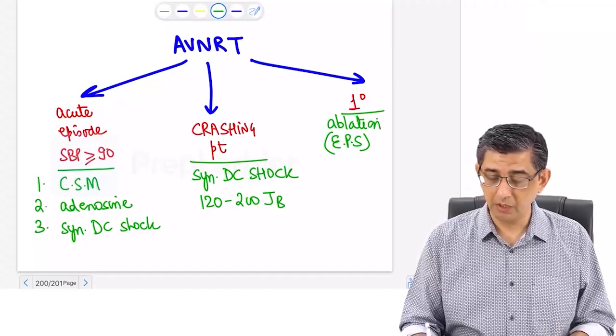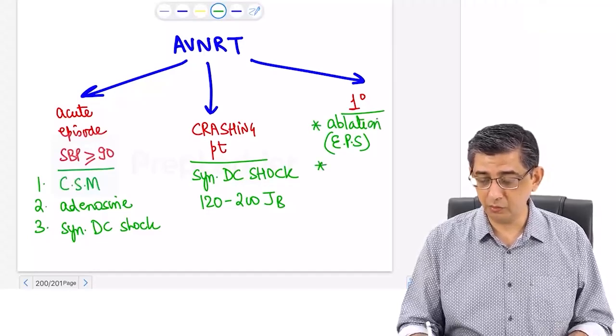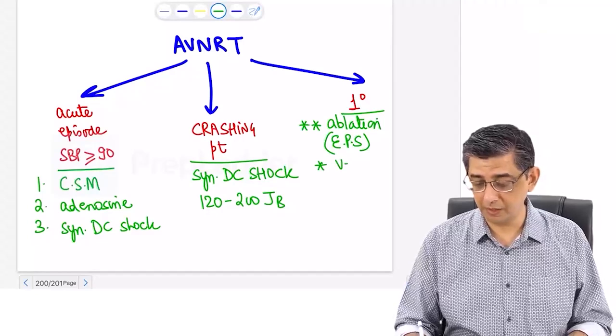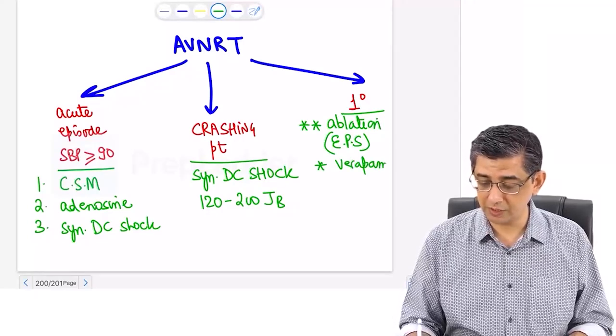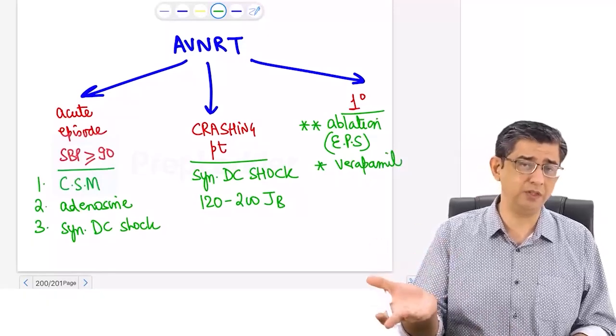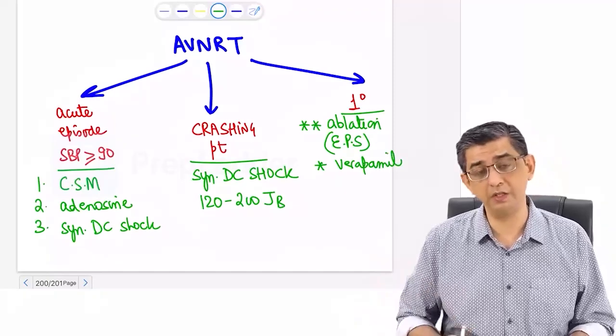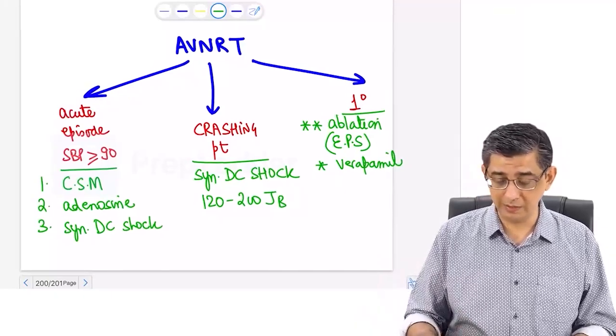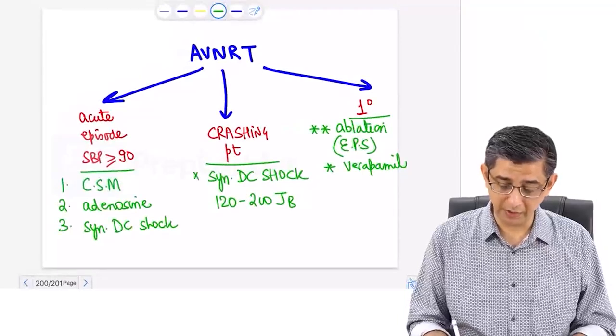Now as I have highlighted, if you get both ablation and verapamil in the MCQ, your first answer is obviously the permanent solution, ablation, and then it can be verapamil. Yes, sometimes even after ablation there can be a recurrence, and we can manage it with the help of verapamil, but these are the single best answers that I have just highlighted before you.